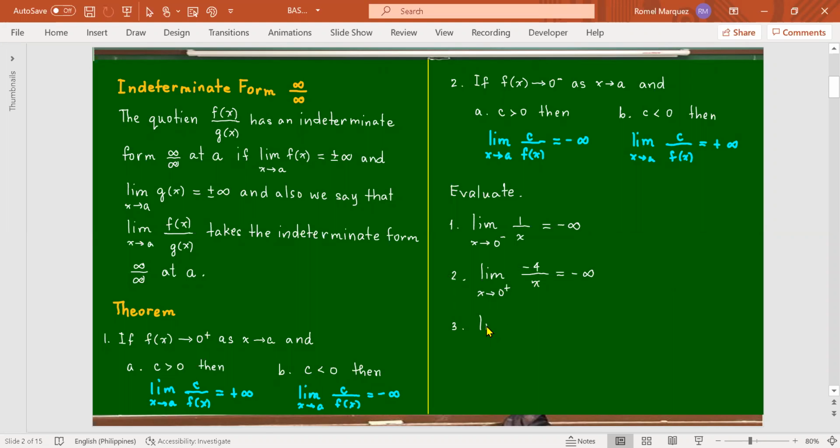So what about if I have limit as x approaches, let's say 1, from the right of 1 over x squared minus 1. What about that? Let's make 10 the numerator. Okay? Sophia, what happens to the denominator? The denominator is what? The denominator is approaching what value?